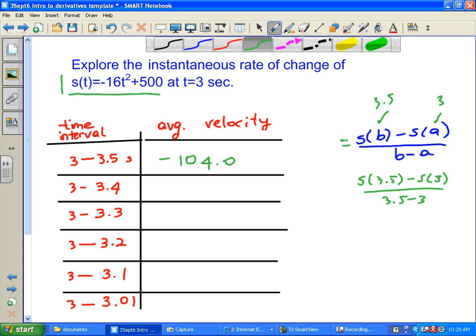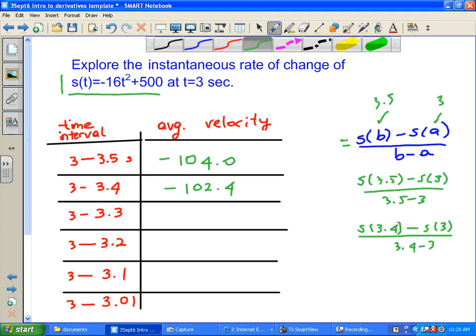For the next group, what did you guys get? Negative 102.4. Would everybody agree in that group? How did you do it? You do s of 3.4, plug in 3.4 in your function, right? Minus, plug in 3 into your function, divided by 3.4 minus 3 seconds, or 0.4 seconds. That will give you the answer.